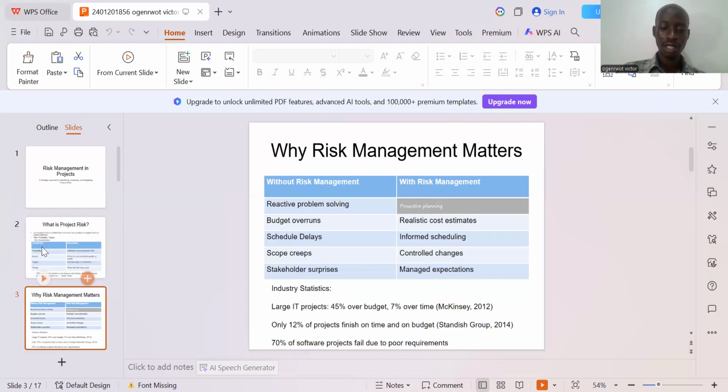Here is research done by McKinsey in 2012, which looks at large IT projects. They found projects were 45% over budget, 7% will most times finish over time, and only 12% of projects finish on time. So when you look at a scale of 1 to 100, really only 12%, this shows you the importance of risk management. Most of these projects are affected by risks that could not be planned for on time.